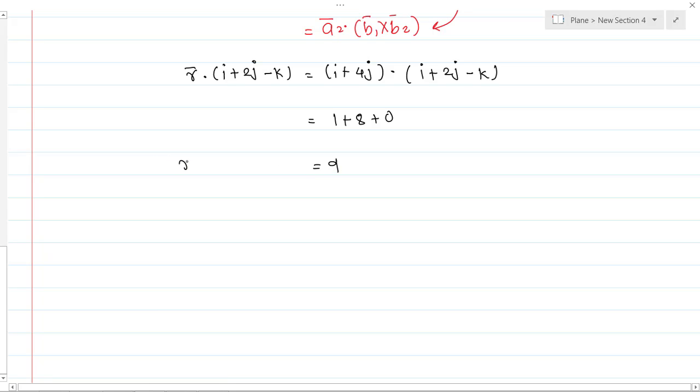So the final answer is r bar dot (i plus 2j minus k). This is what we get as the final answer. Okay, I hope you have understood this.